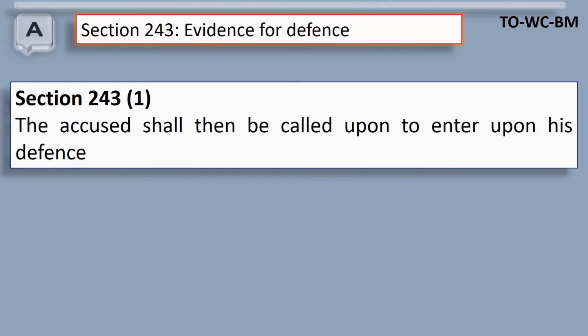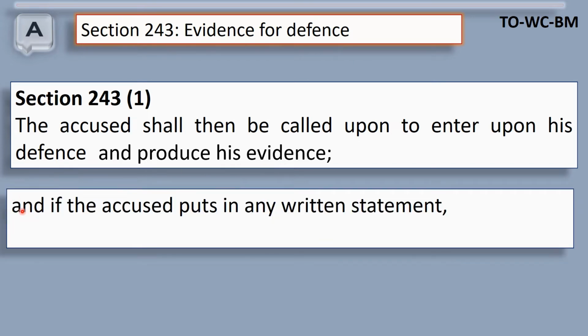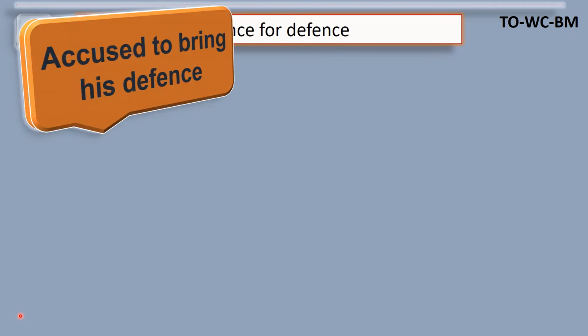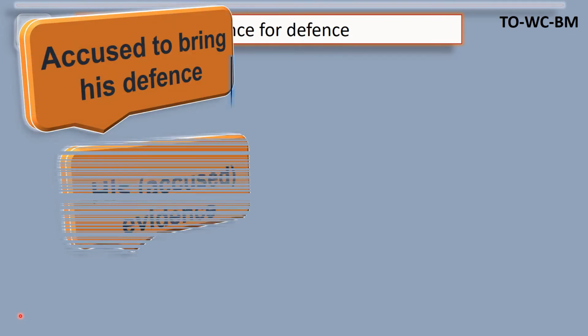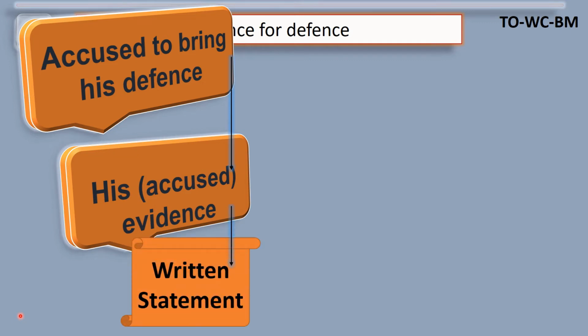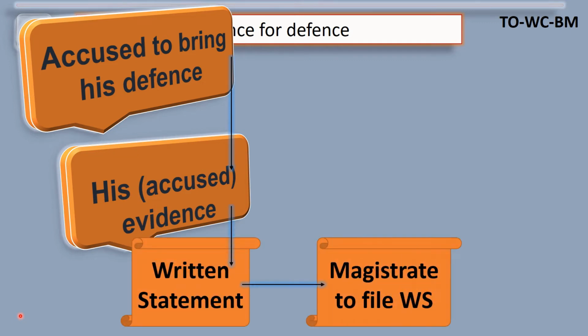Subsection 1 of section 243 informs us the accused shall then be called upon to enter upon his defense and produce his evidence. It further informs us, and if the accused puts in any written statement, the magistrate shall file it with the record. So what do we understand? Number 1, the accused to bring his defense. Second, his evidence. And if the accused brings his written statement, the magistrate will file his written statement.